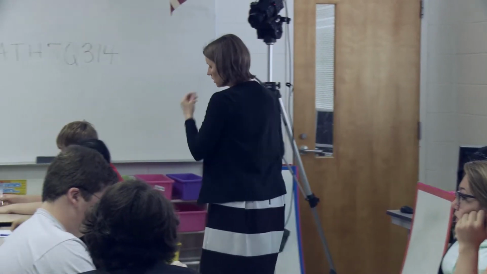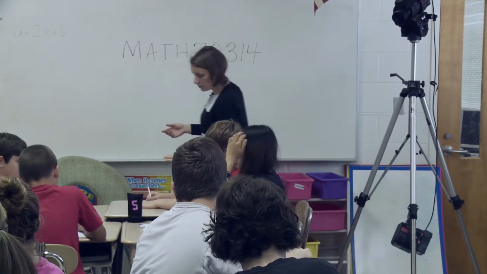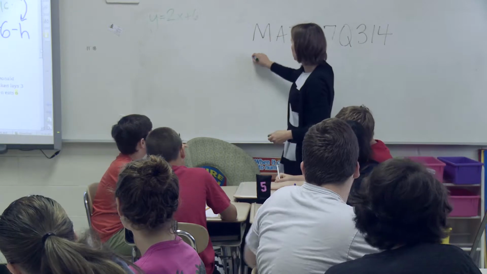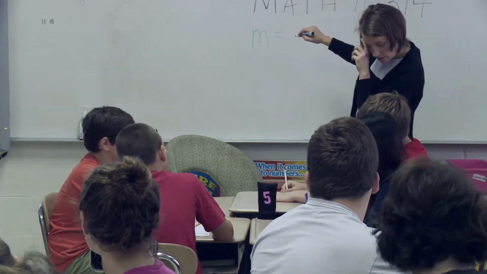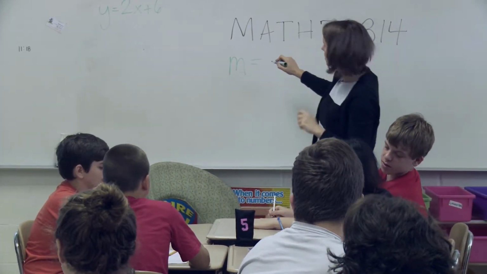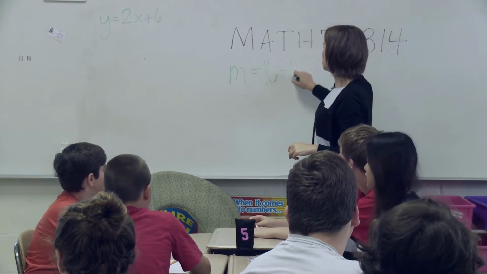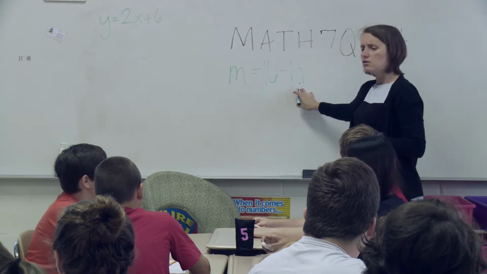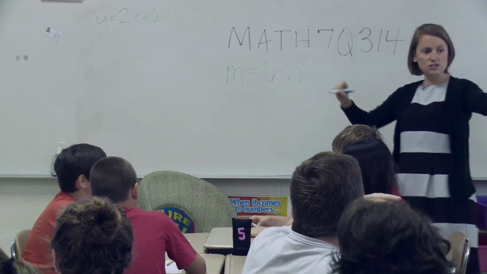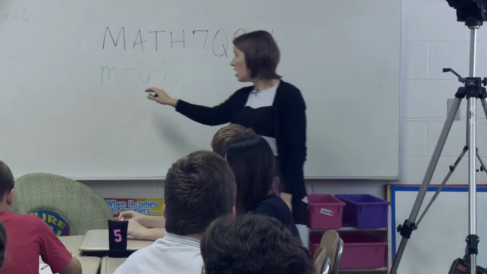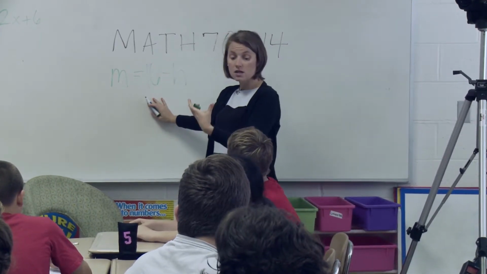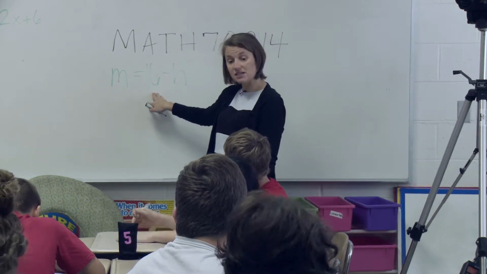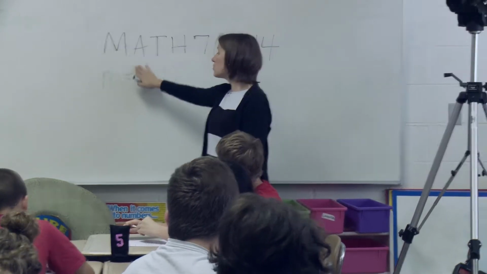So, Zach, I don't mean to pick on your group, but can I pick on your group for a second? You had M equals what? 16 minus H. Okay, so this would be what, Ashlyn? The cost. So this is the cost, but we were looking for the amount of bags. So what would we need to replace that 16 with? 6.